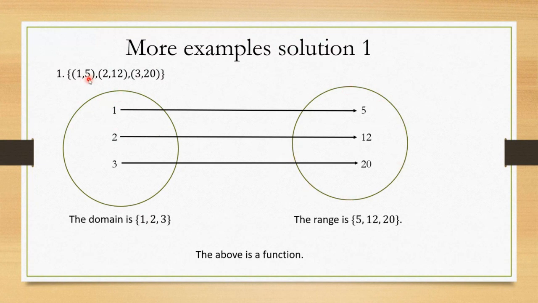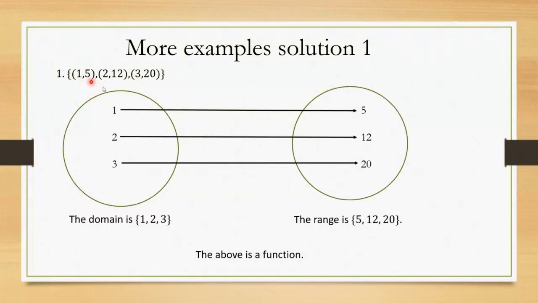And you can see we have the ordered pairs. Remember, the domain is all the x coordinates. So we have 1, 2, 3, okay? That's the domain, right? I wrote it as a set. The range is all the y coordinates, as you can see as well. So we have 5, 12, and 20, all right? We have that. And now we have these arrows, right?